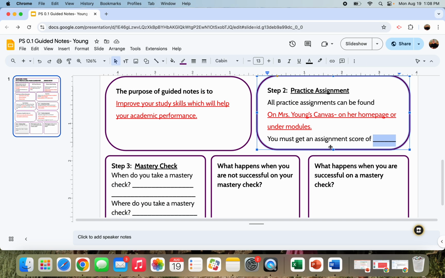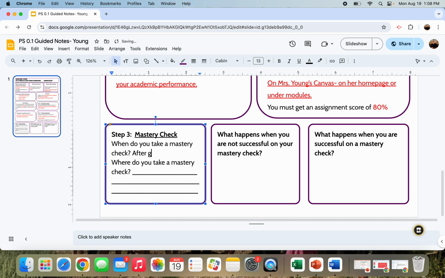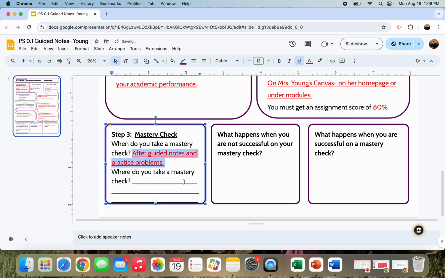Okay. You must get an assignment score of 80% on your practice problems before you can move on to the mastery check. Okay, step 3, mastery check. When do you take a mastery check? And you're going to write in after your guided notes and practice problems. Okay, so you have to finish those things before you can move on. Okay, where do you take a mastery check? It must be in Mrs. Young's classroom.